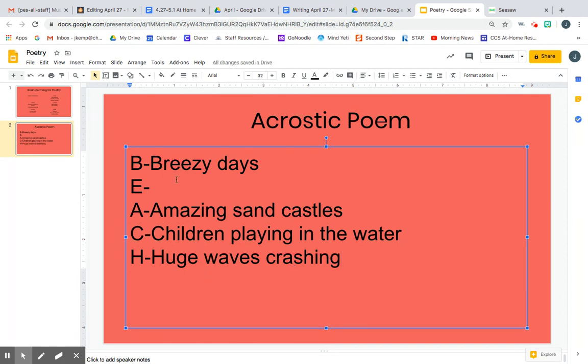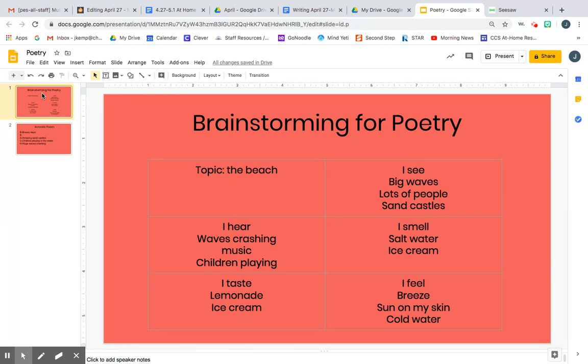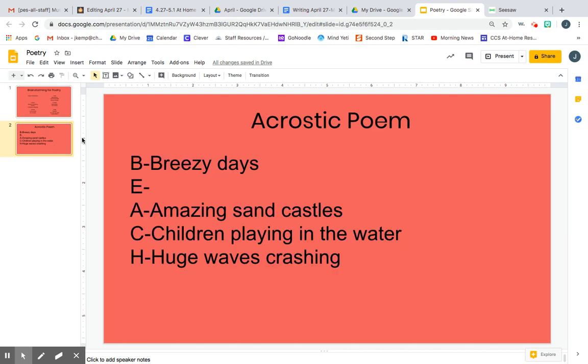All right, so I have my B, my A, my C, and my H. I need my E. Let me go back here and see if I can think of anything that I can do for E. Oh, I said, that I can feel the sun on my skin, and usually at the beach, when I'm at the beach, it's usually a pretty hot day. So I think I'm going to write extra hot.